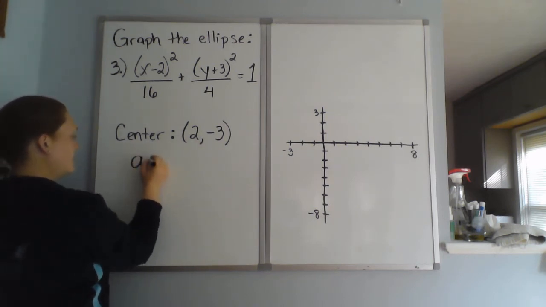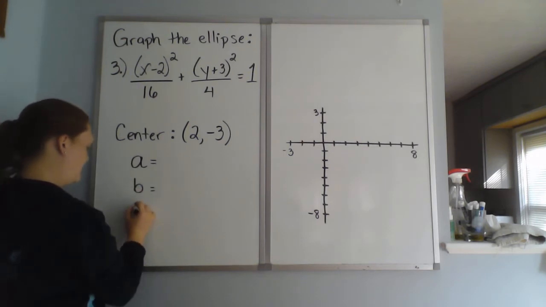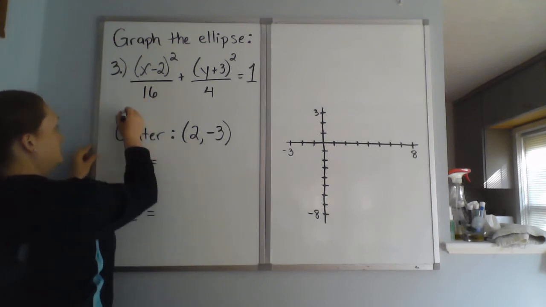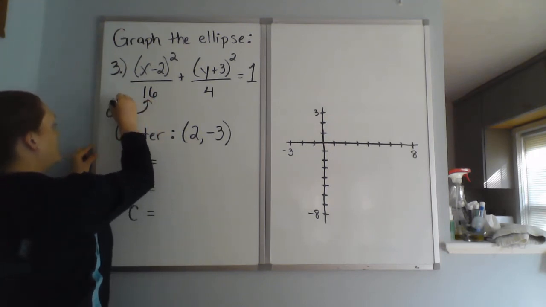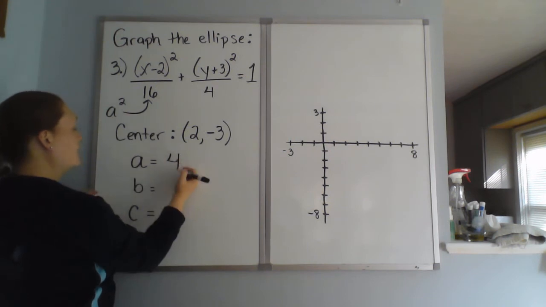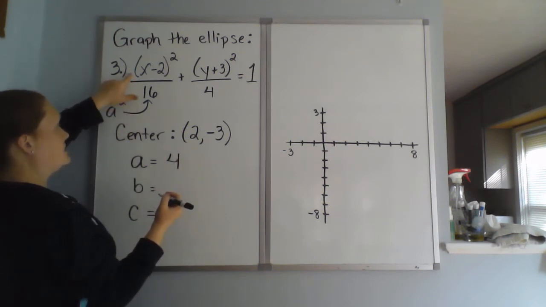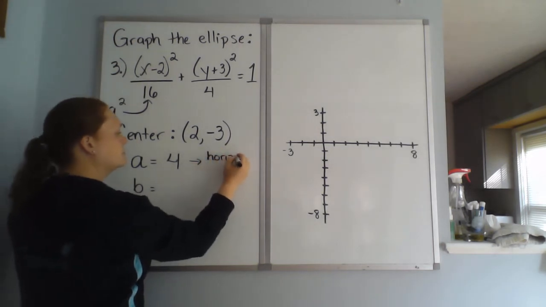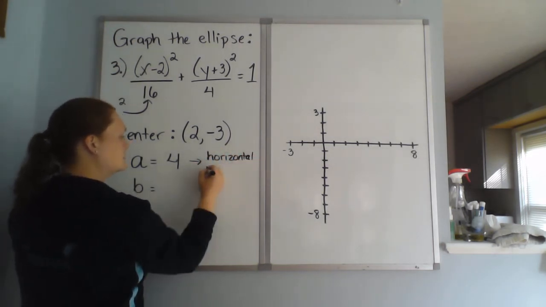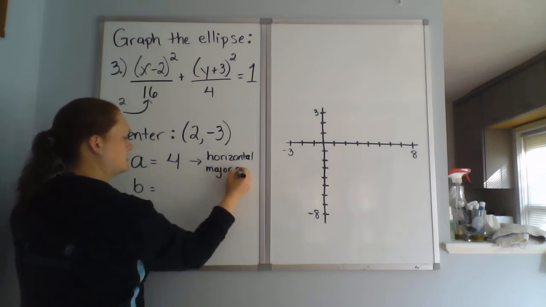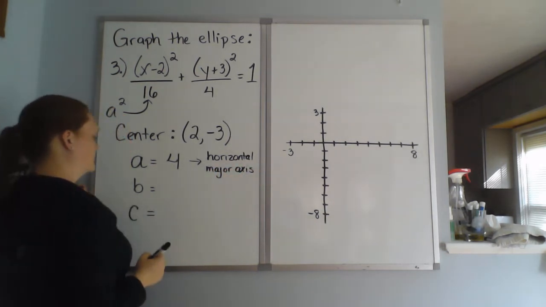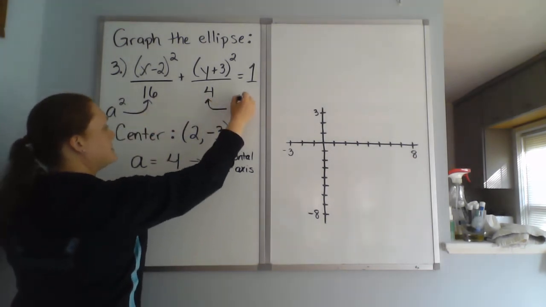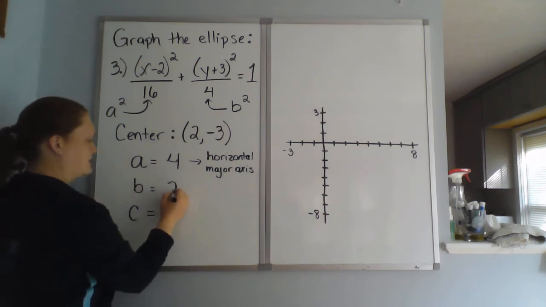Next, we want to identify our A value, our B value, and our C value, okay? The bigger number here is the 16, so this is our A squared, so that means A is equal to 4, and because A is underneath the x part of the function, we're going to have a horizontal major axis, like we did in example number 2, okay? The B value comes from right here. So 4 is equal to B squared, so B is equal to positive 2.